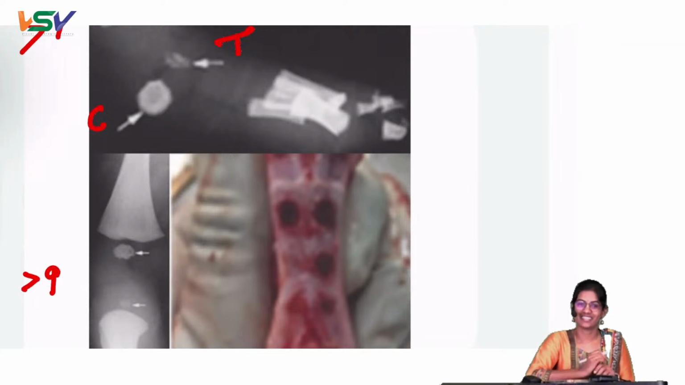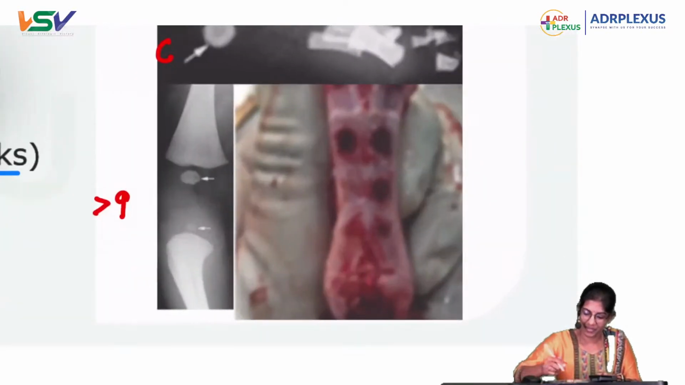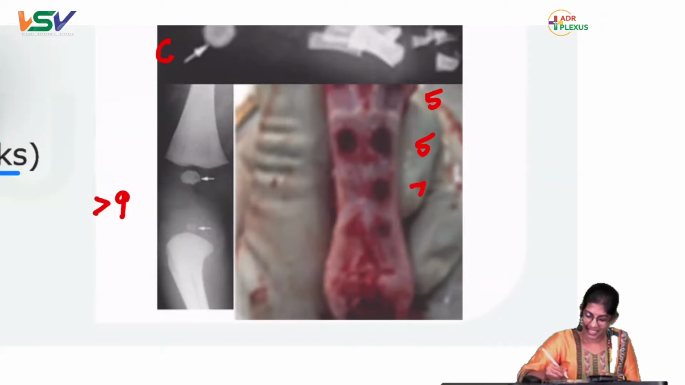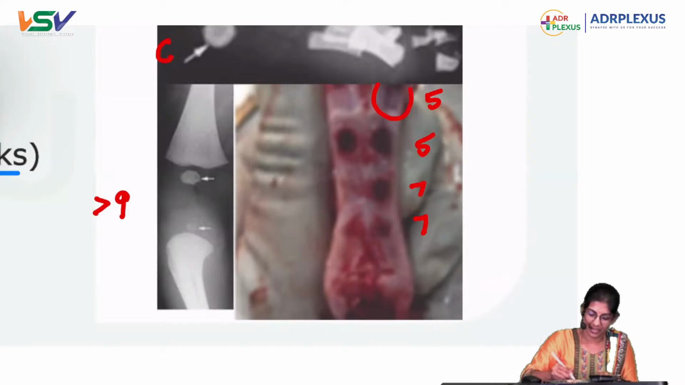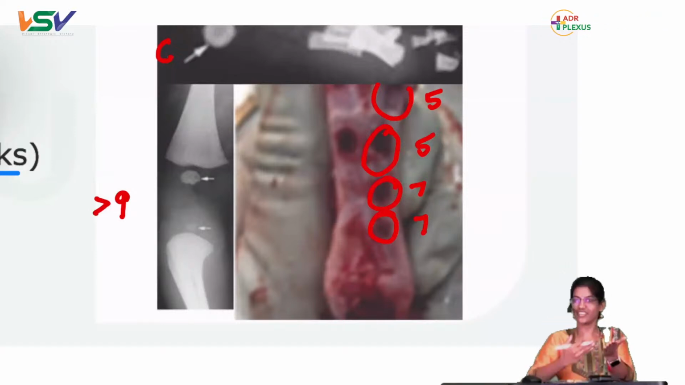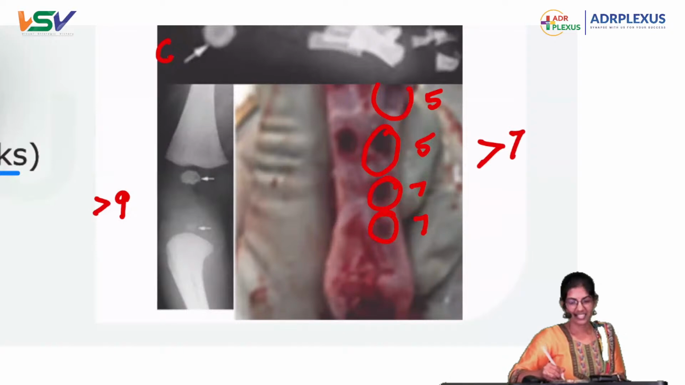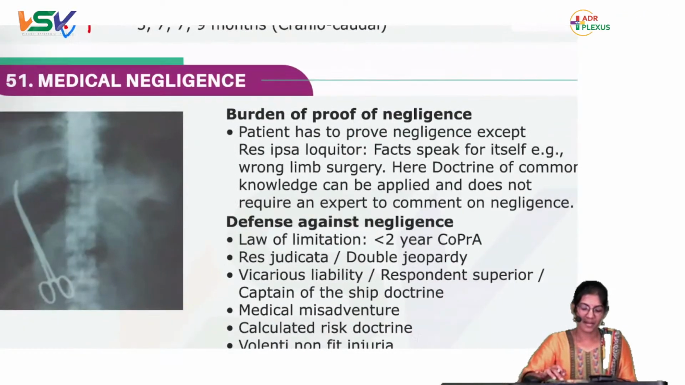Very good, Dr. Bhavadharini. You can make it out over here: 5, 5, 7, 7. These centers have come over here. It is one center only. We have cut it in the middle, folded it and opened it. So it's more than 7 months. Very good, Dr. Monisha. Okay. Next, medical negligence.